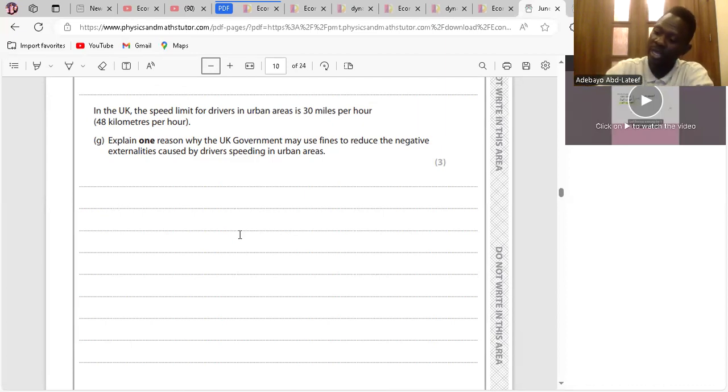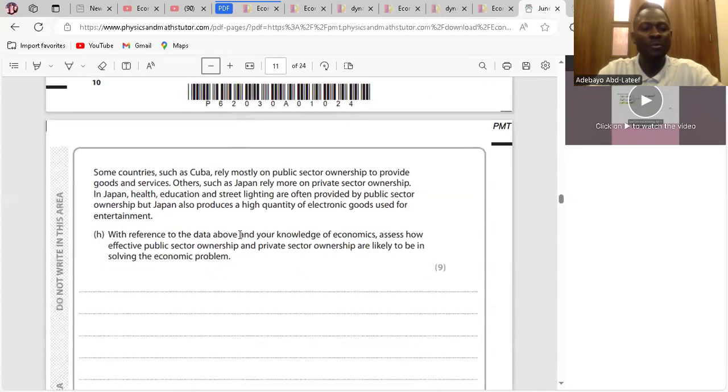But before we go into that, what are fines? Fines are financial penalties. Are you with me? Fines are financial penalties paid by those who cause negative externalities. So fines may discourage the drivers from overspeeding, which means there will be a reduction in accidents, which are caused by negative externalities. Is it clear? Okay, we'll move on.